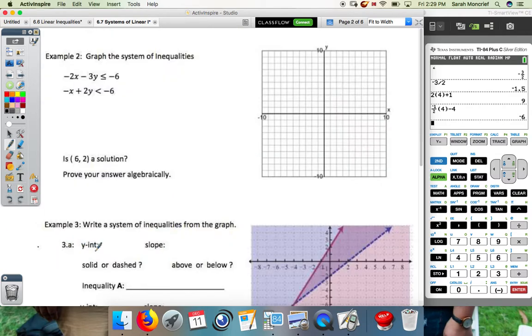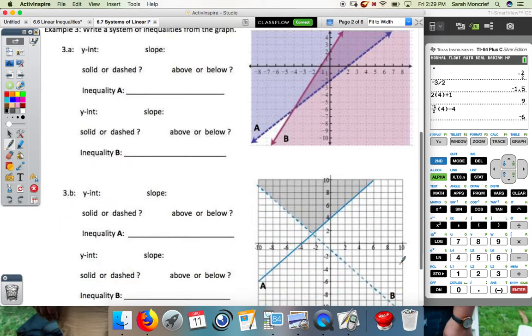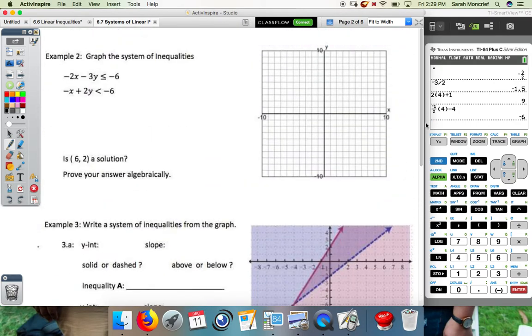All right, so we want to graph the system of inequalities first. So looking at example 2, we want to graph the system of inequalities. Sorry, I was checking how much we had left. So we really only have this example where we graph and then 2 examples where we write them. So let's make it through. We can do this. I have faith in us. So we want to graph the system of inequalities. The first one is negative 2x minus 3y is less than or equal to 6.